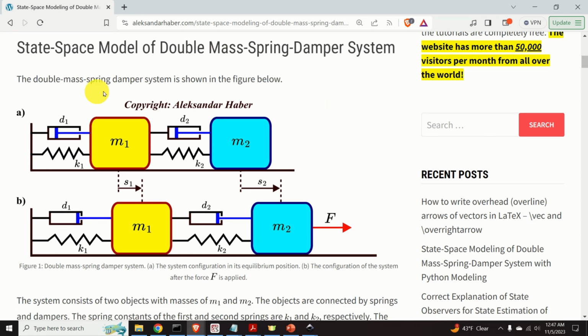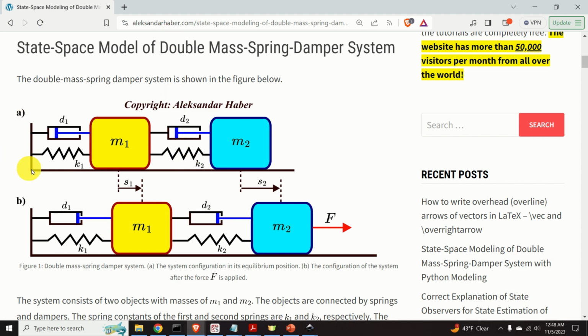Okay, let's start. The system is shown over here. This system consists of two objects with masses of m1 and m2. The objects are connected by springs and dampers. Here is the spring and here is the damper. The damping constants of the first and second dampers are d1 and d2. Similarly, the spring constants of the first and second springs are k1 and k2.